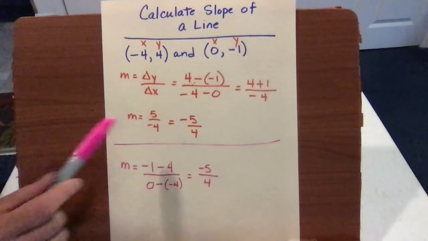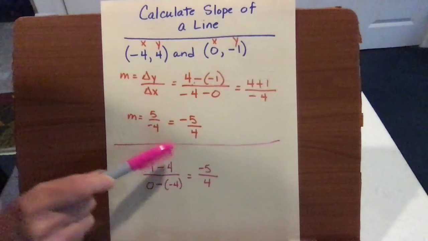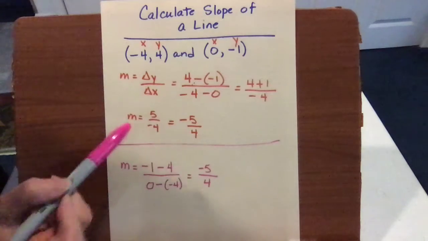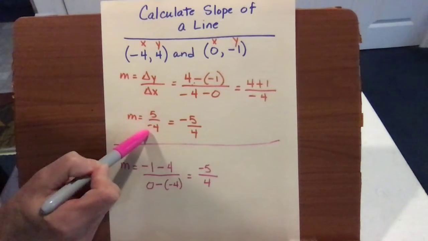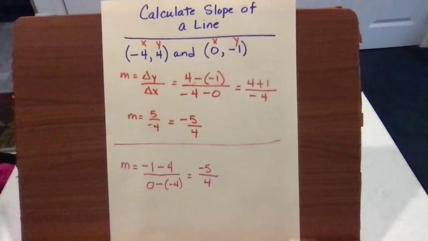So this is why if you have a negative in your denominator and a positive in your numerator, just bring that negative up to the numerator. Or look at it as a positive divided by a negative is a negative answer. All right, so it gives you a negative fraction or a negative slope.